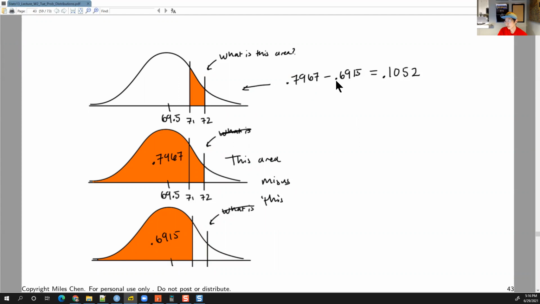And so if I take the difference between 0.7967 and 0.6915, I get the area in between, which is about 10.5%, somewhere between 10 and 11% of adult males in the United States have heights between 71 and 72 inches. Okay, again, using my fake numbers. I hope that's okay with you guys.